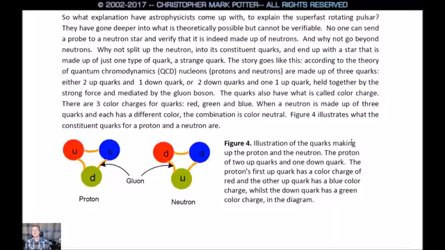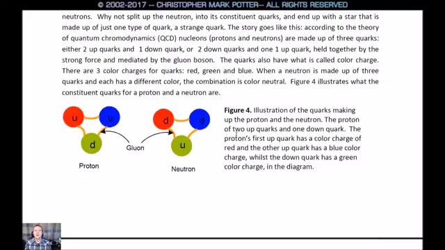So what explanation have astrophysicists come up with to explain the superfast rotating pulsar? They have gone deeper into what is theoretically possible but cannot be verifiable. No one can send a probe to a neutron star and verify that it is indeed made up of neutrons. And why not go beyond the neutrons? Why not split up the neutron into its constituent quarks and end up with a star that is made up of just one type of quark, a strange quark? The story goes like this.